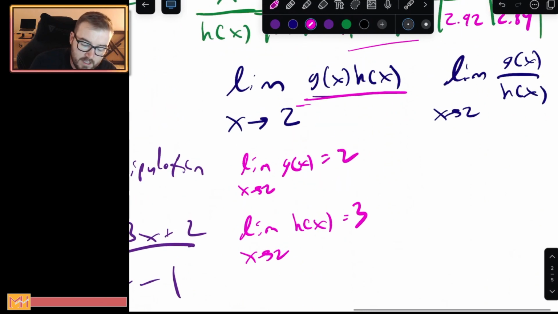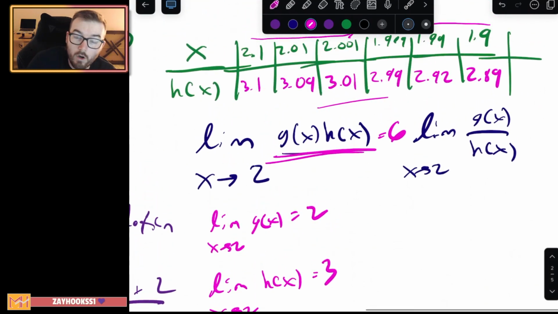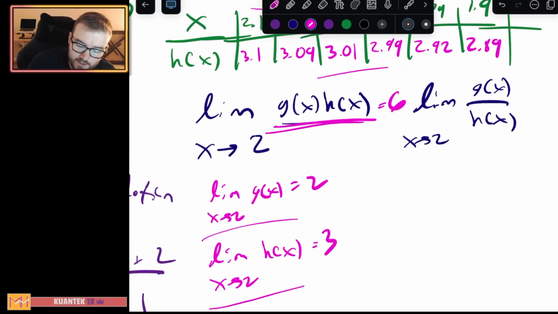So what's the answer to this? 6. The limit of g is 2, the limit of h is 3, multiply the two together, and you end up with 6. Interesting problem, right? So what about the quotient? Well, it's still the same answers, right? And so what's this one going to be? 2/3.